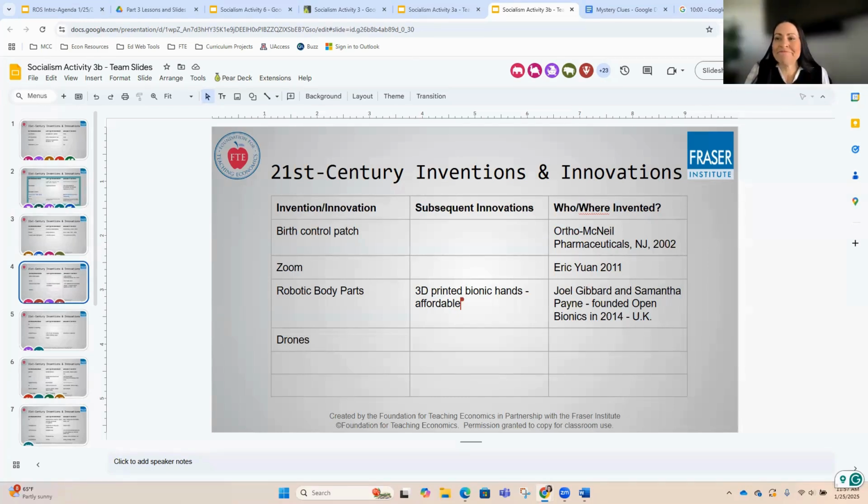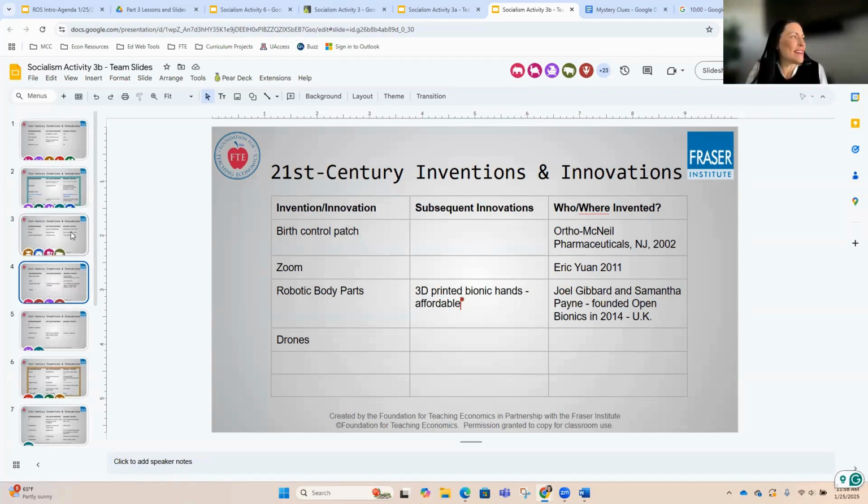Tell us one more. I did the robotic body parts, and I felt kind of weird putting that in there as a 21st century invention. I was focused more on the 3D printed bionic hands and affordability, and the robotic body parts, as a 1970s kid, I'm thinking $6 Million Man. That doesn't maybe fit. But then it said Joel Gibbard and Samantha Payne founded Open Bionics as their company in the UK, and that would be 2014. All right, and it was the UK.